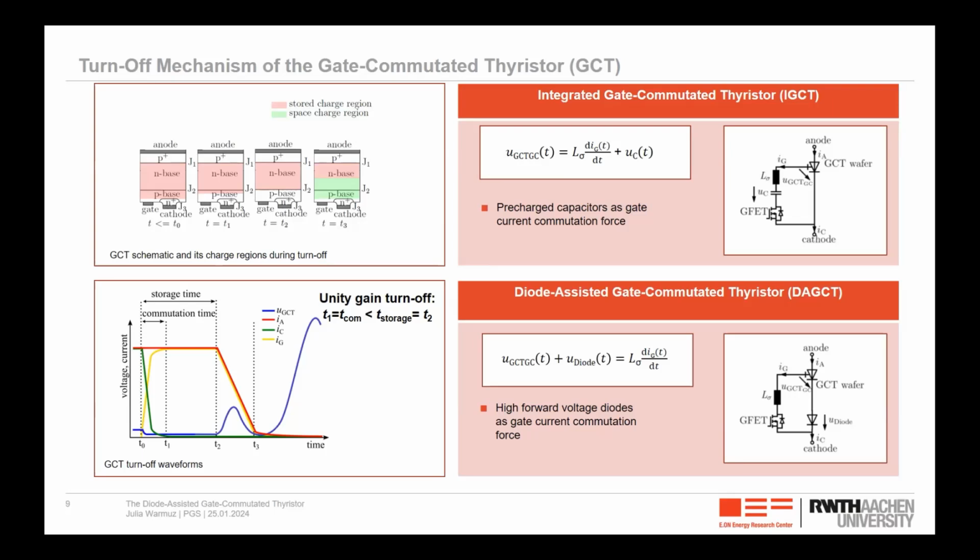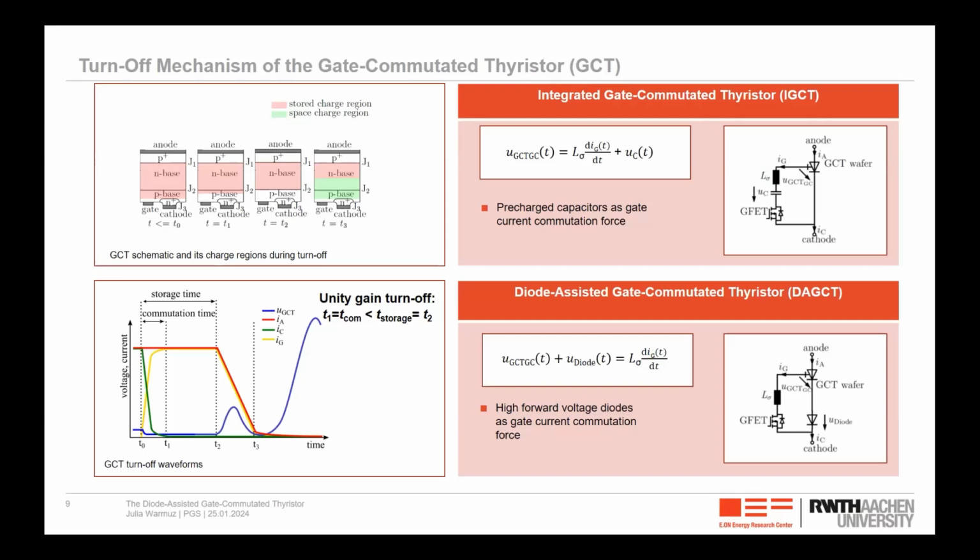In an IGCT, we have a pre-charged capacitor in the gate path. This capacitor is normally charged to -20 volts. And then when we turn on the switch, we have a potential difference from the gate path to the main conduction part. And therefore, according to this equation here, we can define the turn-off mechanism.